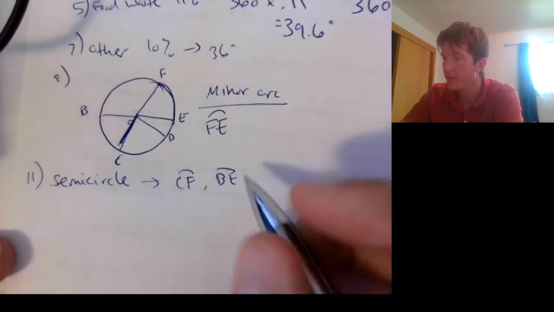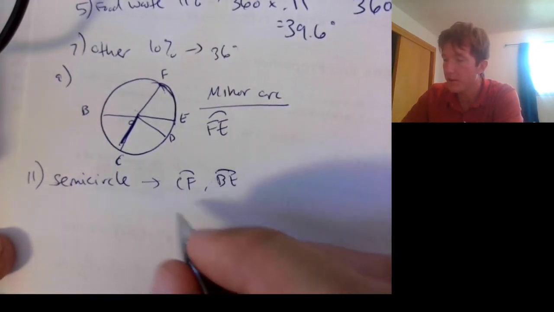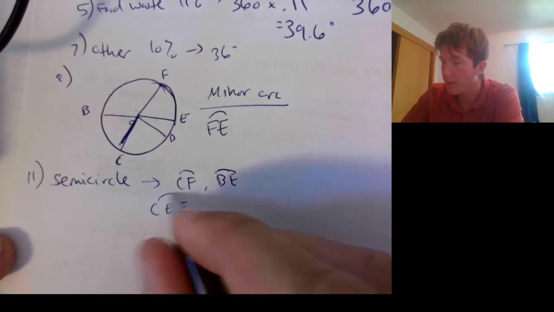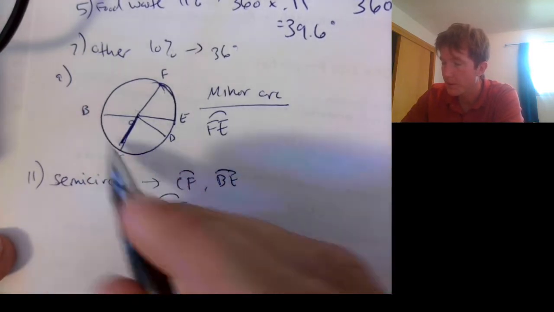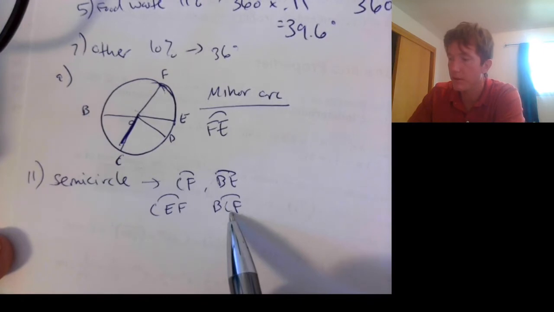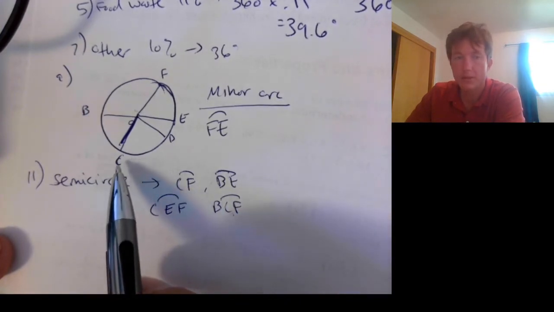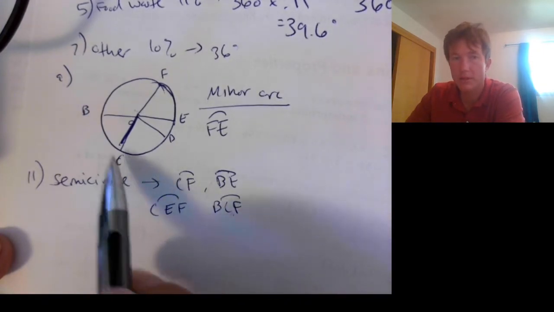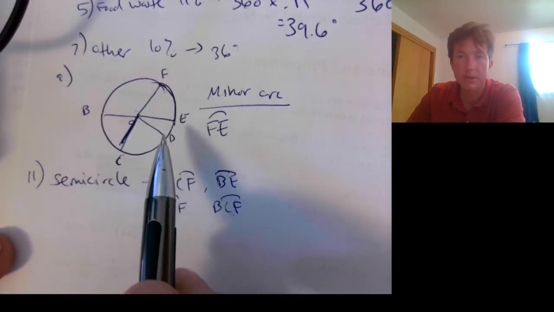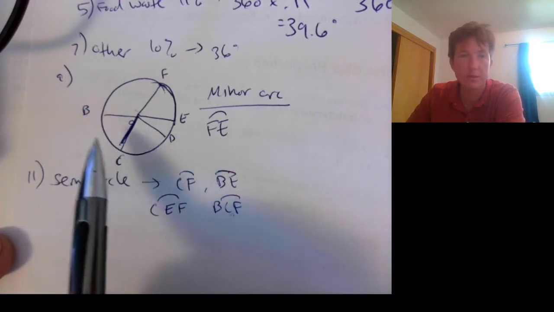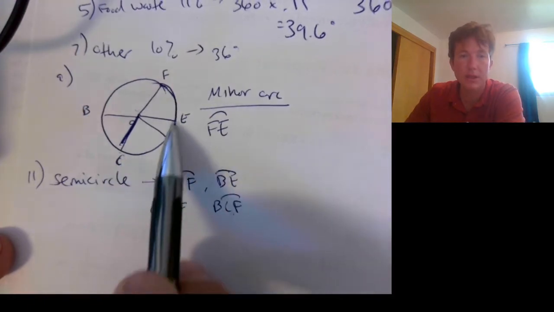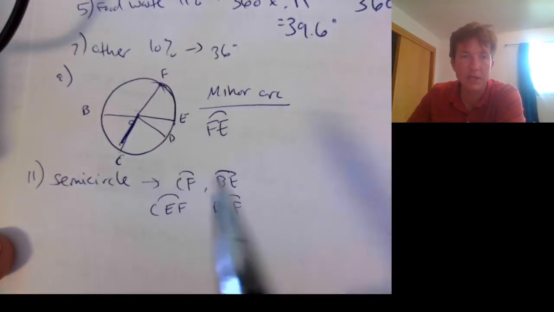Okay, those are both semicircles, and you can call these also, so you want to call it CEF, or you want to call this one BCF. That's totally okay, just so long as that middle letter includes a point on the circle that is between the two that actually create that semicircle. So CEF is still the arc that makes the semicircle.